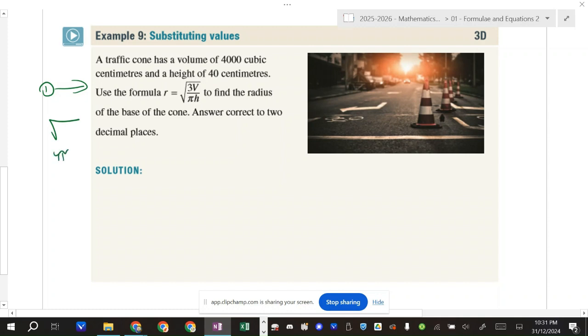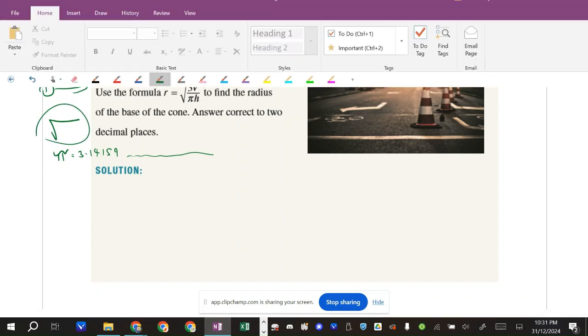That is pi. Now we're going to be using the calculator for this because pi equals 3.14159, blah, blah, blah, blah. It goes on forever. So we're not going to try and do that in our heads. And to be honest, square roots is something I wouldn't expect you to do off the top of your head either. So let's give this a go.